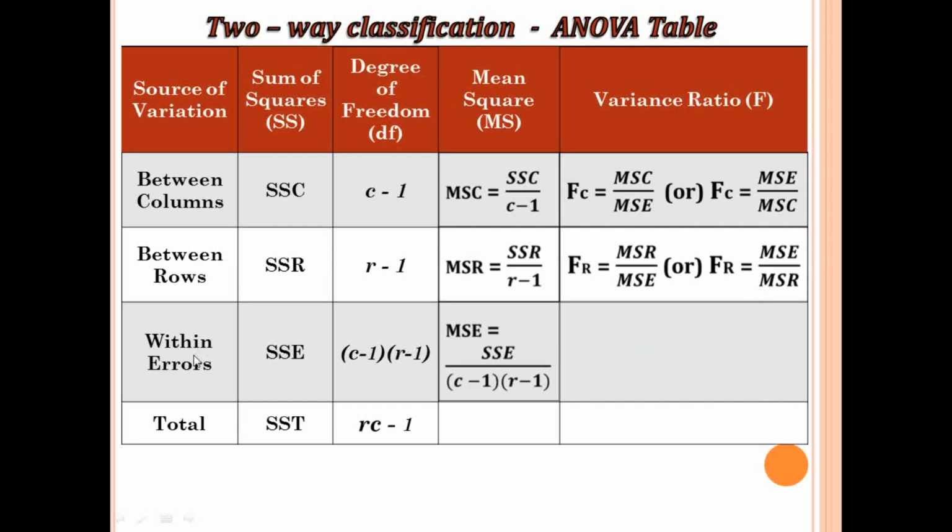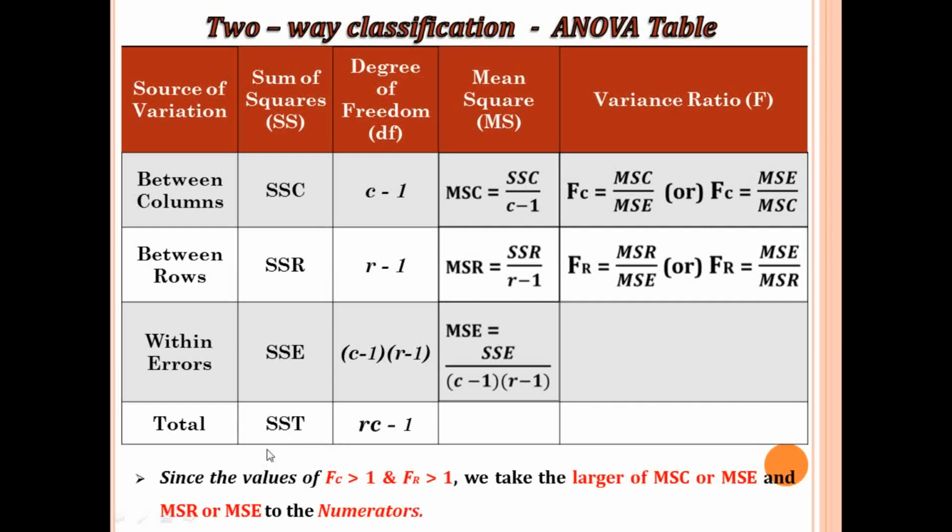Next we consider within errors. What is the within sum of squares, the error? That is denoted by SSE. Degrees of freedom is C minus 1 into R minus 1. MSE equals SSE by C minus 1 into R minus 1. Finally, adding the total values: if you add these 3 values of sum of squares, you get the SST value. Next, adding these 3 degrees of freedom, you get RC minus 1. First you multiply these 2, you get one answer. After that, adding these 3, compulsorily you will get RC minus 1. So this is called the two-way classification of ANOVA test.